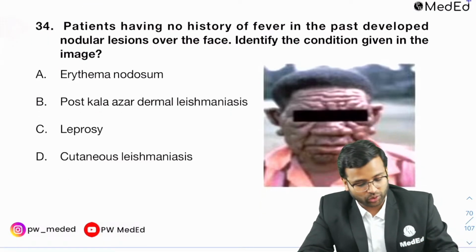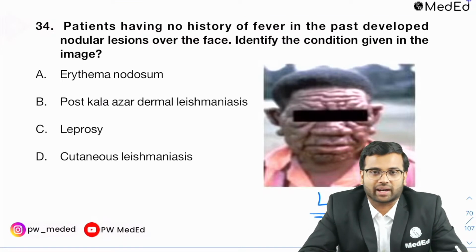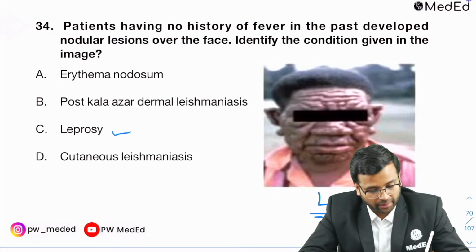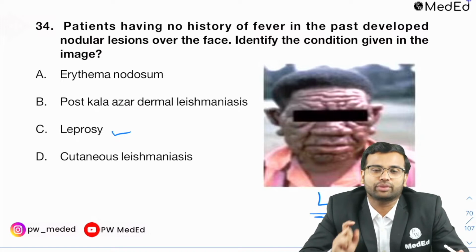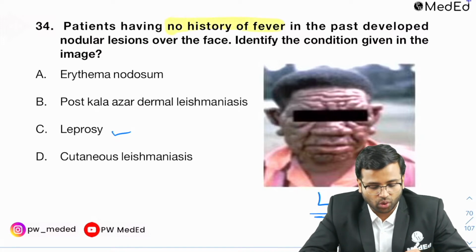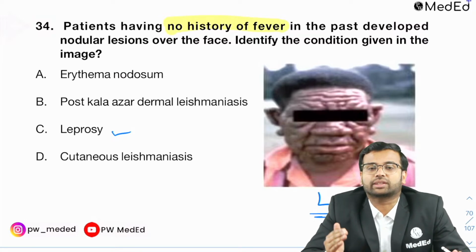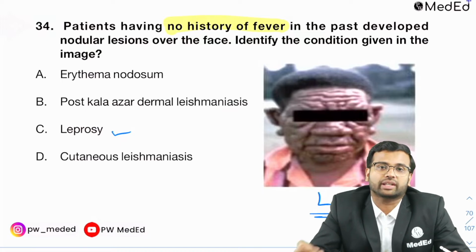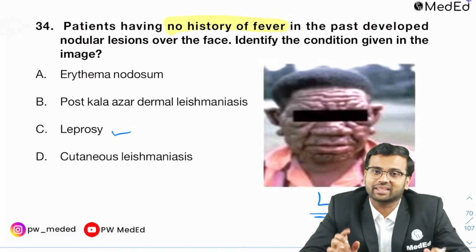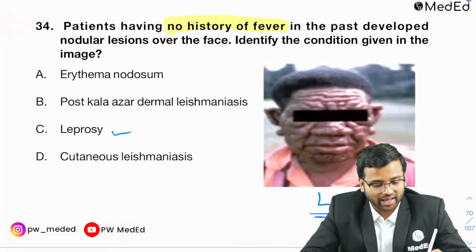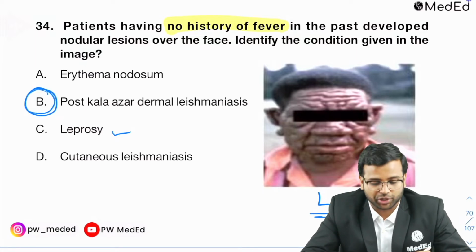Yes, Rajrana. So this is going to be lepromatous type of leprosy, like a leonine face, right? So here the answer is going to be leprosy. Now, why has the examiner tried to give you this clue that there is no history of fever? In case the question would have been a patient with a long-standing history of fever in the past develops multiple nodular lesions over the face, then the answer would have been changed. Then the answer would have been post-Kala-Azar dermal leishmaniasis.